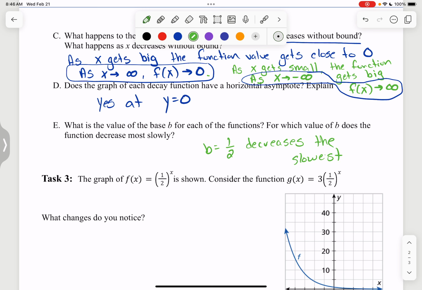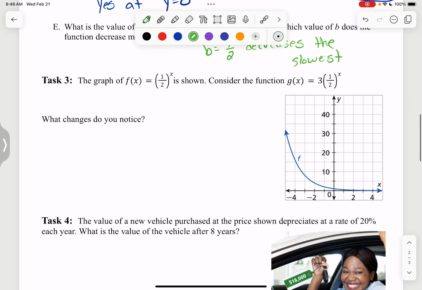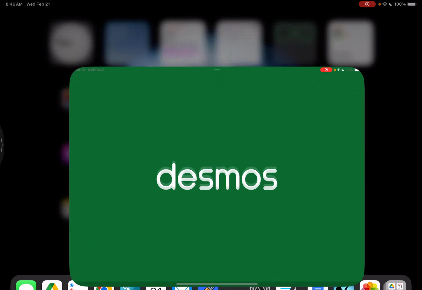Okay, so now we're going to compare. We're going to look at this graph and compare it to this one. Basically, what's the difference? The difference is this one has that 3 right there. This one does not. So we're multiplying it by that 3. We want to see what the difference is. I'm going to look at the graphs of these two, and I'm going to use Desmos to do it.